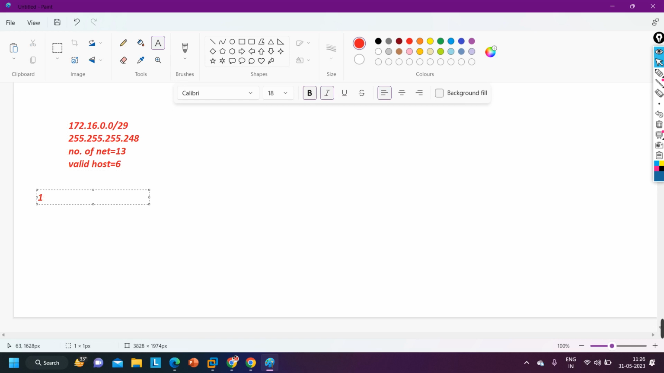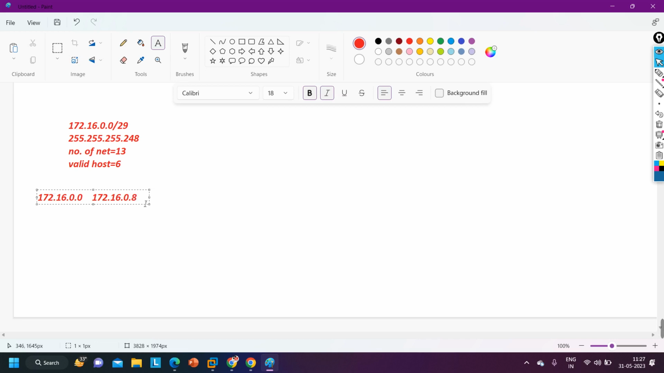First network 172.16.0.0. Second network 172.16.0.6. Block size 8. 256 minus 248. Block size, guys, block size. Yeah, it's 8. Block size will be 8.